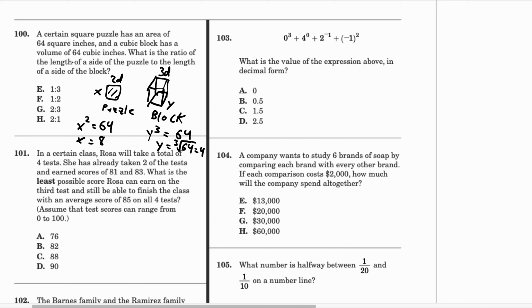And we want to know what the ratio is of the length of a side of the puzzle. So let me clear up some space here. Okay, so the ratio of the length of a side of the puzzle, which is 8, to the length of a side of the block, which is 4. So this is our ratio, but we have to simplify it. Let's divide both sides by 4. So this would be 2 to 1, right? That's an equivalent ratio. So yeah, that would be our answer, 2 to 1. So that's 100.